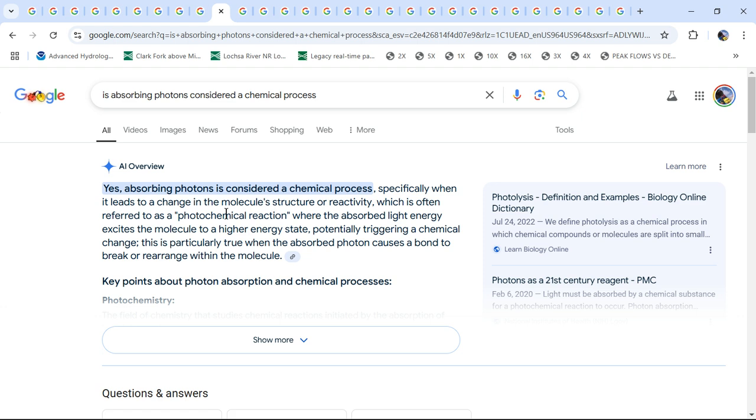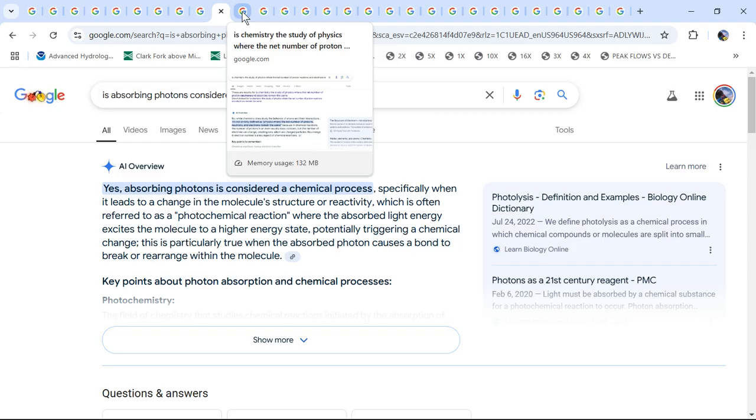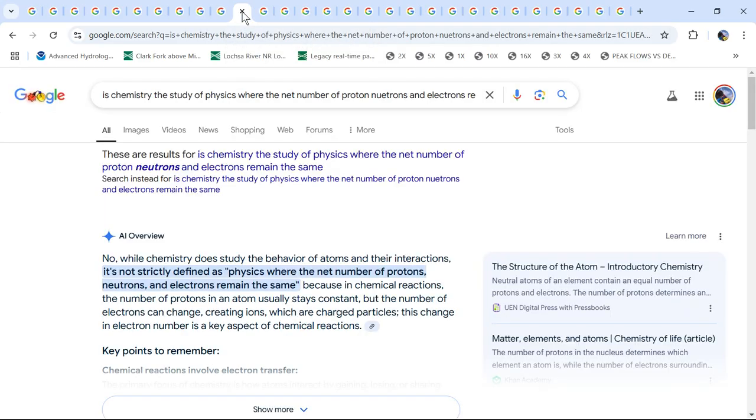And why? Let's see, it's photochemical. I guess chemistry is the makeup of particles, of atoms, or also particles, because you've got protons, neutrons, and electrons, and the energy associated with those groups of particles, atoms, molecules.